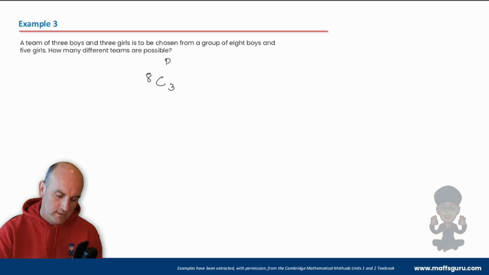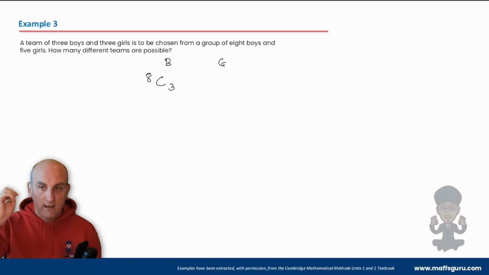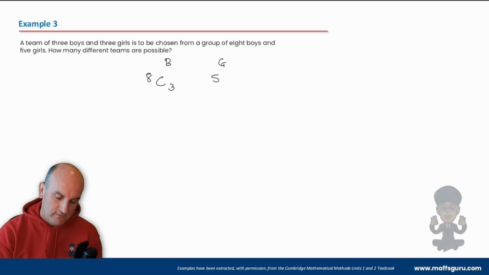So I tend to write boys, and then girls. How many girls have I got? 5 girls, and I need 3. So 5 choose 3. That's going to be 8 factorial divided by 5 factorial, 3 factorial.